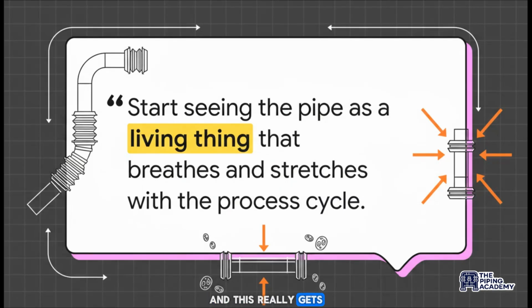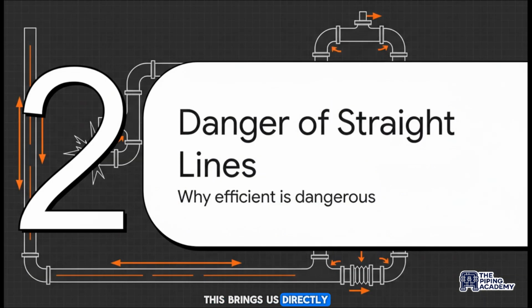And this really gets to a fundamental shift in mindset that has to happen. You have to stop seeing the pipe as just another rigid structural member. You need to start seeing it as a living thing, something that breathes and stretches. Whether it's a hot line that's growing or a cryogenic line that's shrinking, your job isn't just about managing flow. It's about managing movement.